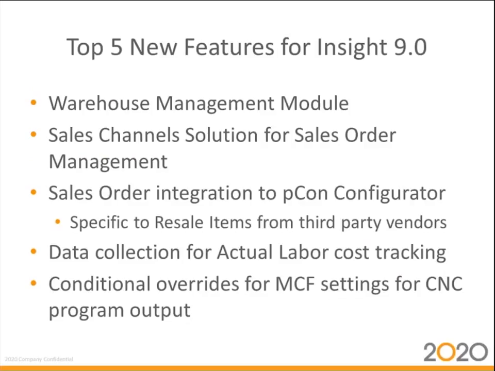The top 5 new features, as I said, warehouse management. There's an expansion of our catalog markets functionality to support what we call the sales channel solution. I'll explain that. The integration of pCon, the actual labor, and then that 5th position could have been held by probably 30 or 40 other enhancements that are similar in magnitude, but the conditional override for MCF settings sort of won the tie, so to speak. So there's lots of smaller enhancements that could have fallen into that last, but you can't have a top 5 without 5. So the MCF setting thing won the day.